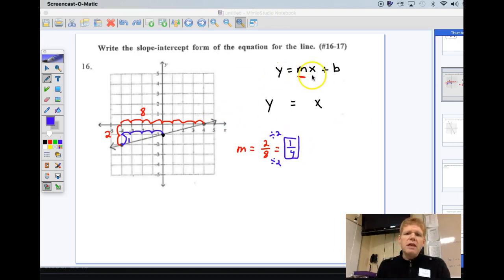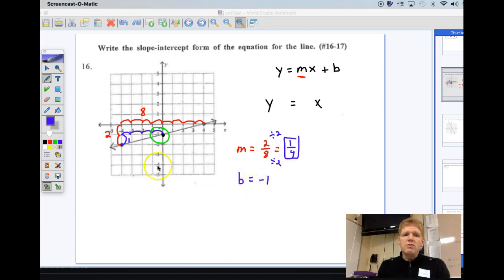Okay? Then I've got to find my y-intercept. My y-intercept, well, if I look, the y-intercept is pretty clear. It crosses the line here at -1, right? So there's 0, there's -2, it crosses at -1. So my b is equal to -1.